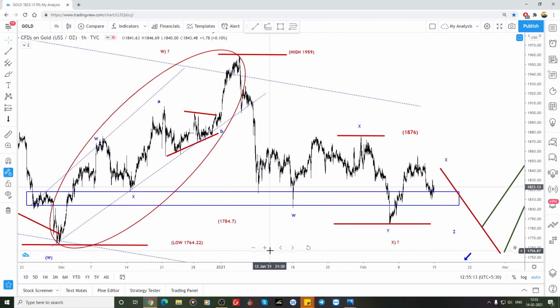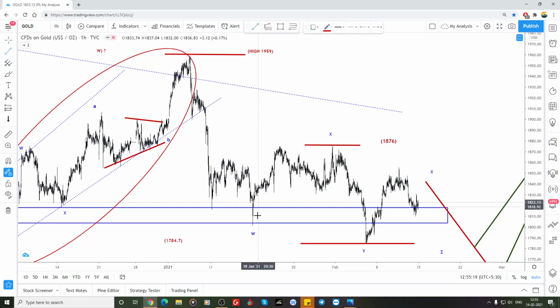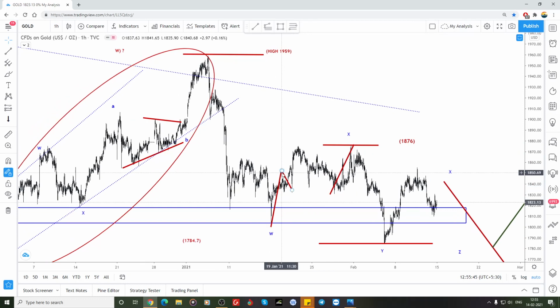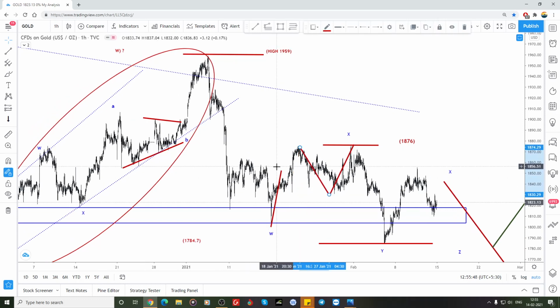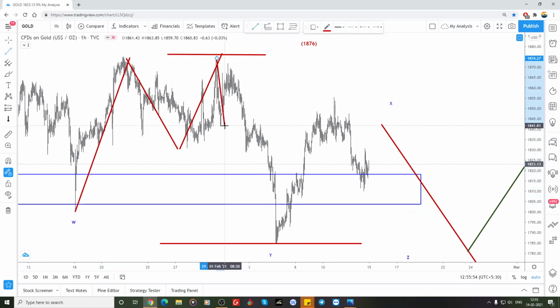So in that case, if we are still in the B wave, see this is a three-way structure. See, in the correction part, it is very difficult to come to a conclusion. So what we have to do is only watch the probabilities. See this, if it is a three-way structure, right, it has already crossed the high. So this three-way structure has got completed here. From here to here, here to here, it is a three-way structure. It's got completed.